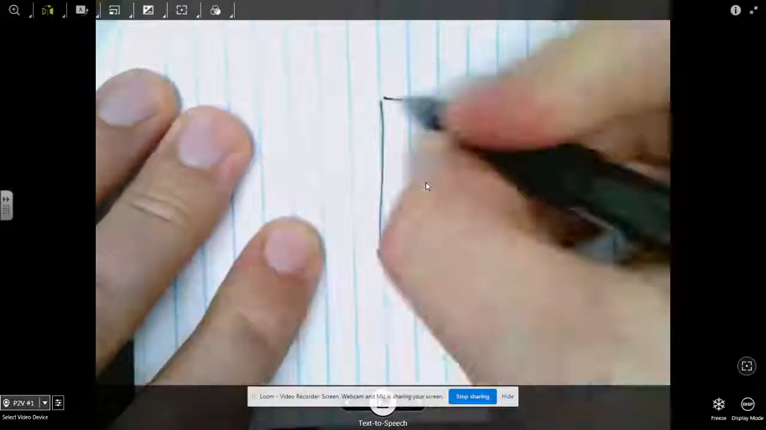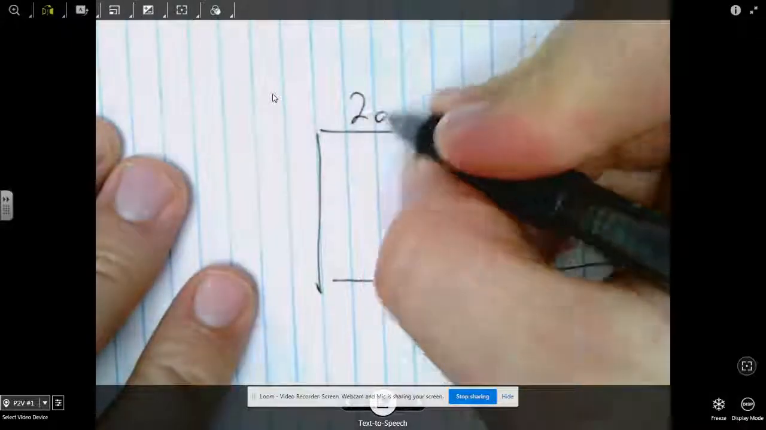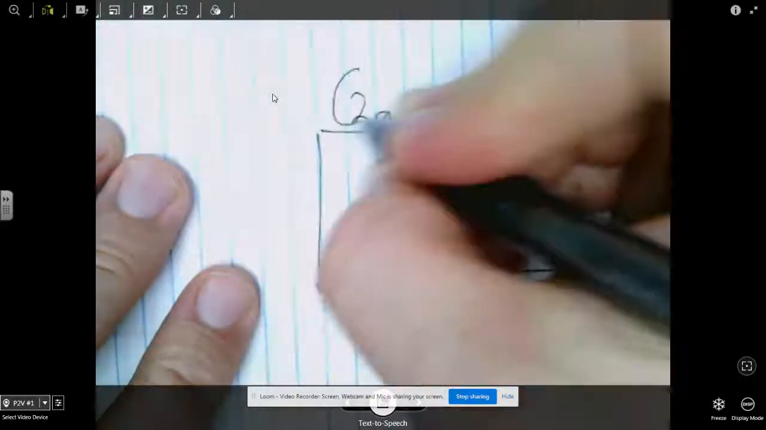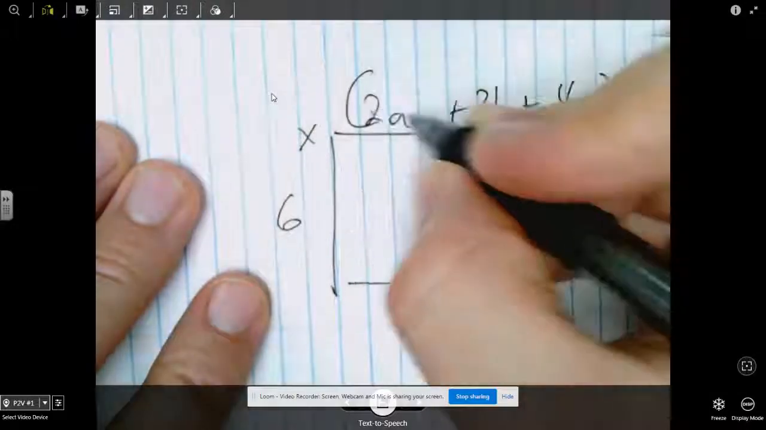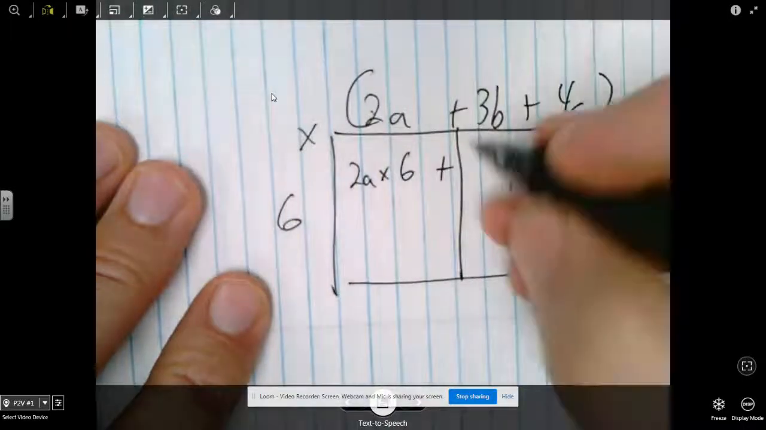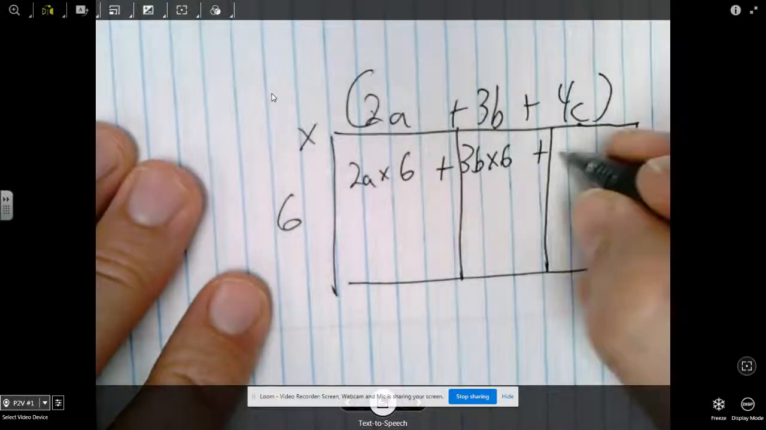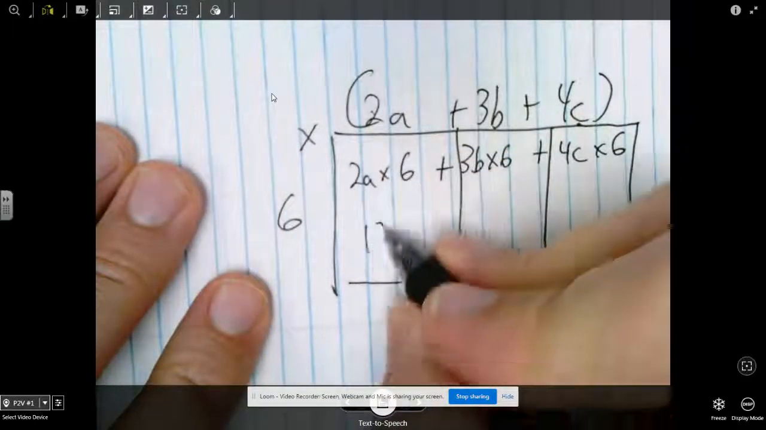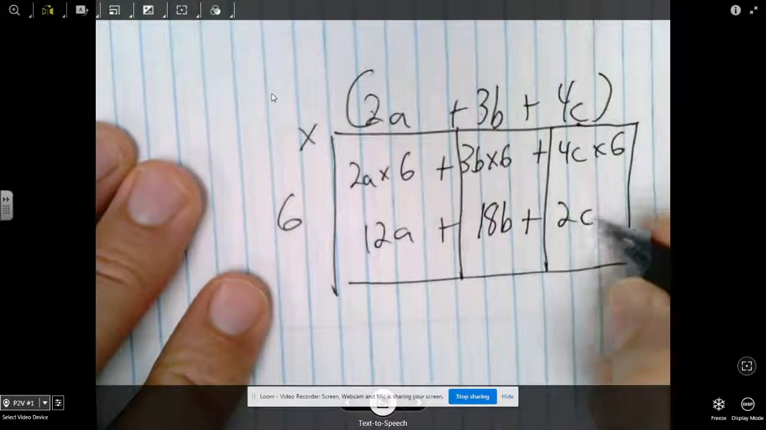And just to show you how this will lead to algebra in the future, if you have 2a plus 3b plus 4c, and you're timesing this quantity by 6, basically you can break it up, and I have 2a 6 times, so here's my distributing of this algebraic problem, and then I'll have 3b 6 times, and then I'll have 4c 6 times. And then I can simplify it. That would be 12a plus 18b plus 24c.